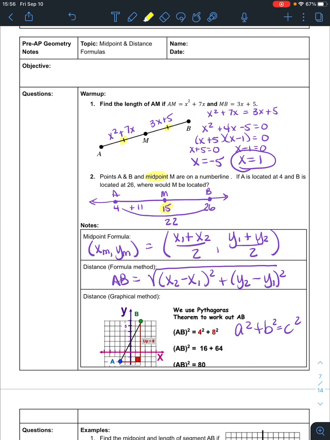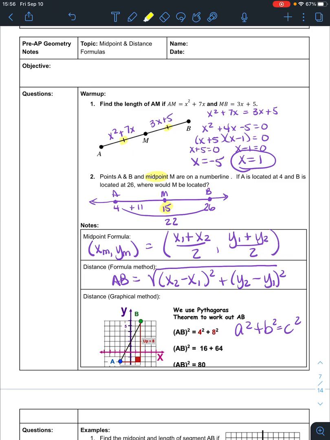And then 2, A and B were on a number line, M is in the middle because it's the midpoint. What you need to know is that it's halfway in between. So if A was at 4 and B was at 26, they are 22 units apart. Well, halfway would be 11 units. Now be really careful because what students will do is they'll say it's 11 units, but it should be 11 more than where it started. It started at 4, and 11 more than that would be at 15.